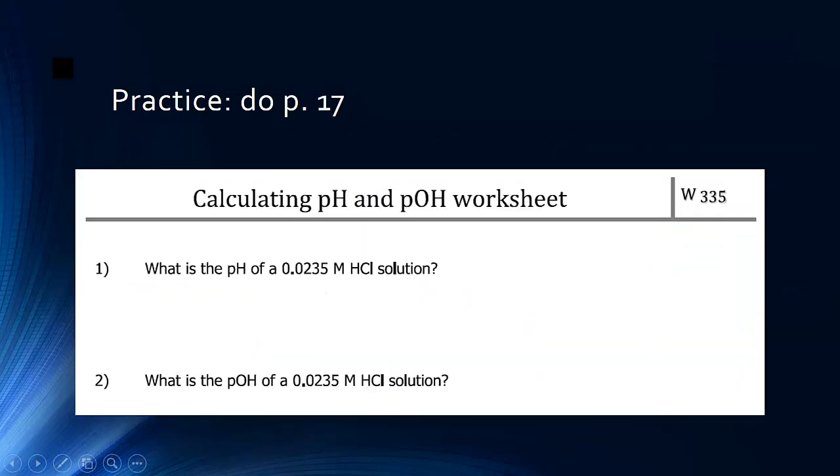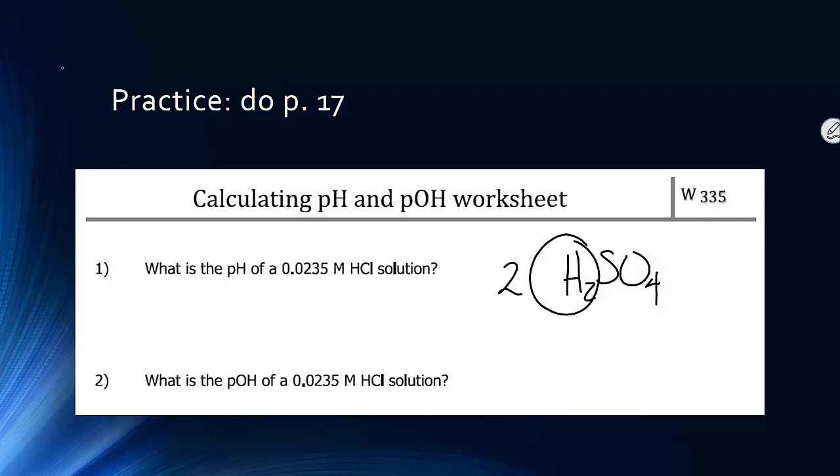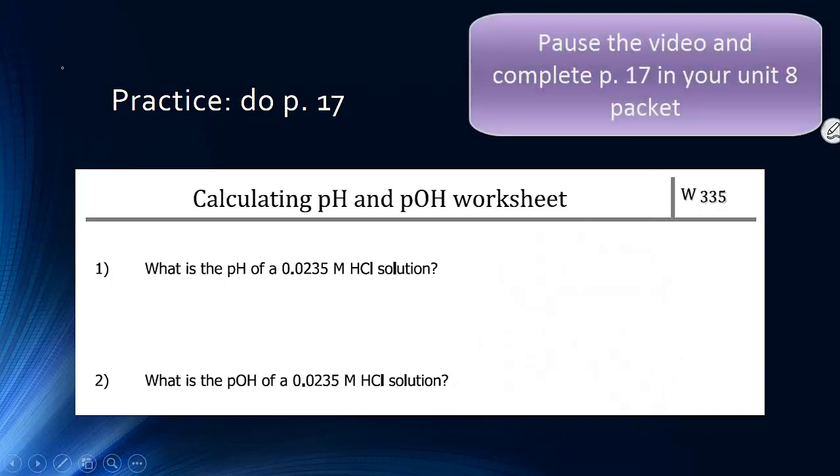With that being said, you can do page 17 in your packet. Page 17 deals exclusively with determining the pH and pOH of strong acids and bases. Be on the lookout for something polyprotic like sulfuric acid. You need to double the concentration. And while that's a little simplified version, we will talk more about sulfuric acid later. Same with a strong group 2 base. You would need to double the concentration of the hydroxide ion. It's a fairly straightforward worksheet. Pause the video and complete page 17.